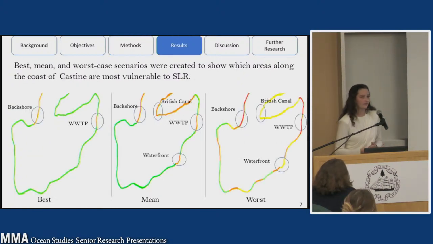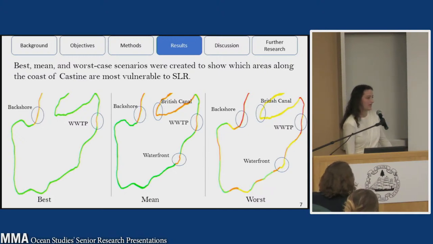So my slope and elevation values actually had standard deviations along with them. So for that, I was able to make a best, mean, and worst case scenario because I just wanted to cover all of my bases with just providing as much information as possible. So on these maps, green indicates low risk areas, orange indicates moderate risk, yellow indicates high risk, and red indicates very high risk. So we can see in the best case scenario here that almost the entirety of the peninsula of Castine was at low risk except for two main areas, which were backshore, and then this small portion that is near the wastewater treatment plant, but I'm just gonna refer to it as the wastewater treatment plant.